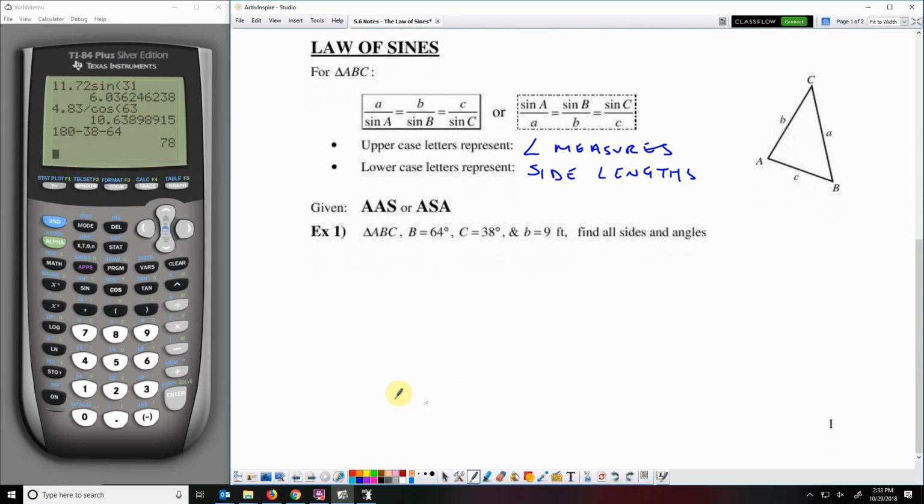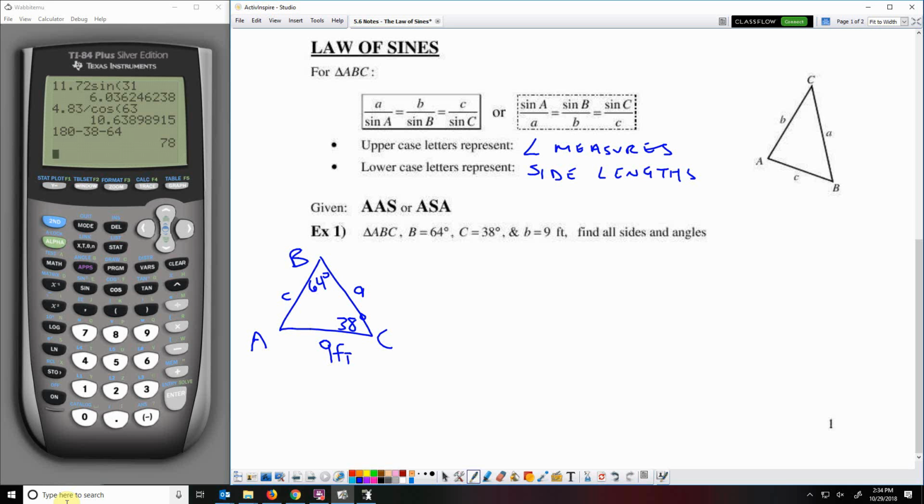So for triangle ABC, we're going to draw that. Angle B is 64 degrees. Angle C is 38 degrees. And side B is 9 feet. We want to find the measures of all the sides and angles. So we've got angle A over here, which means across from that is going to be side A. Angle C across from that is side C. I need to find those 2 side lengths and that angle measure.